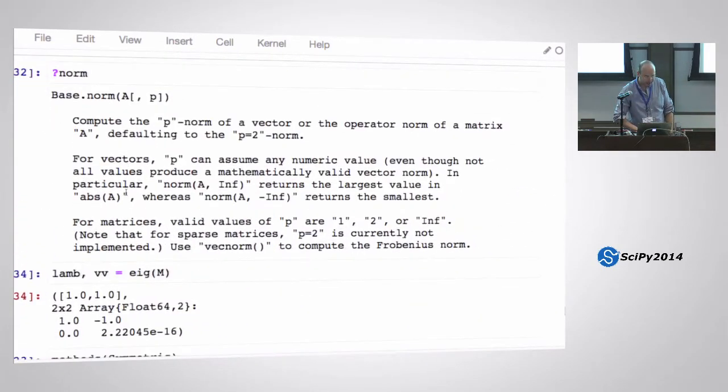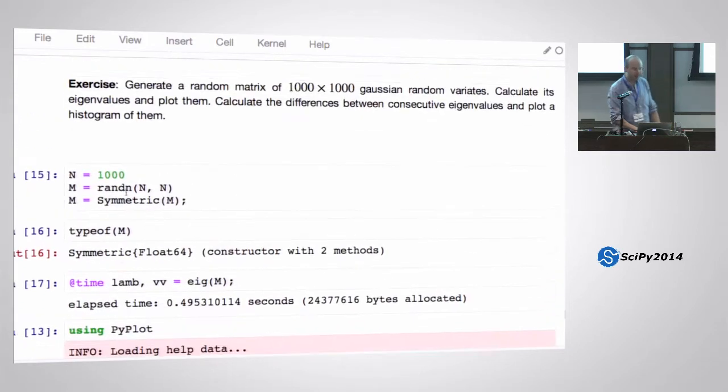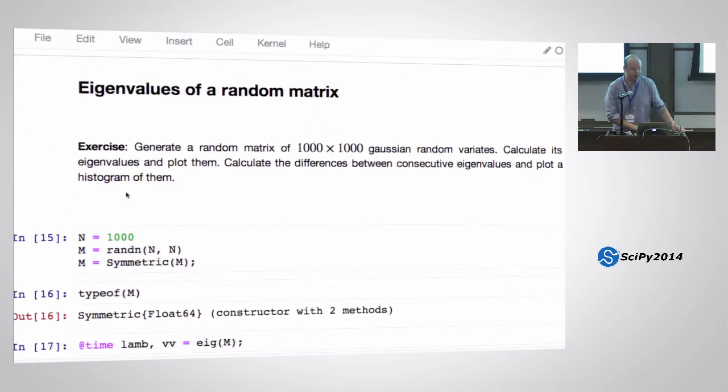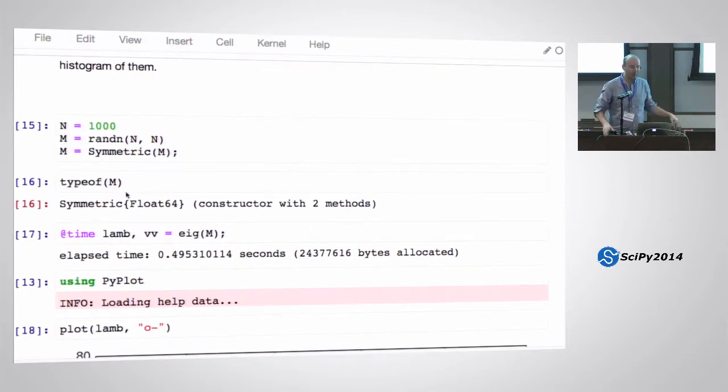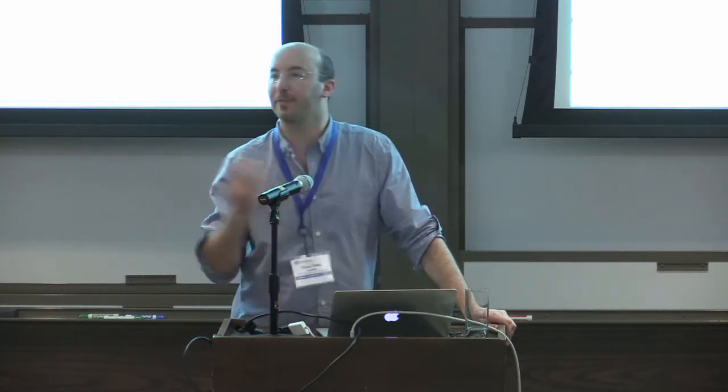So that is the end. That's basically the end of this first notebook. So that's supposed to be covering the basics of the Julia syntax. Any questions? Is it clear?